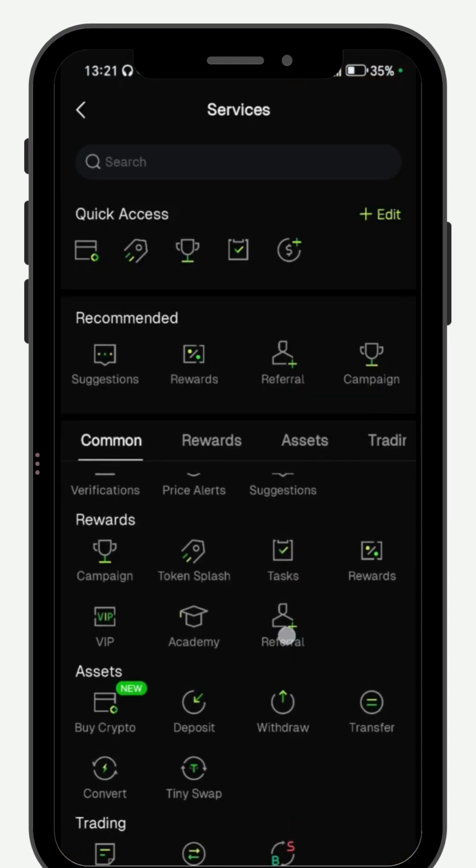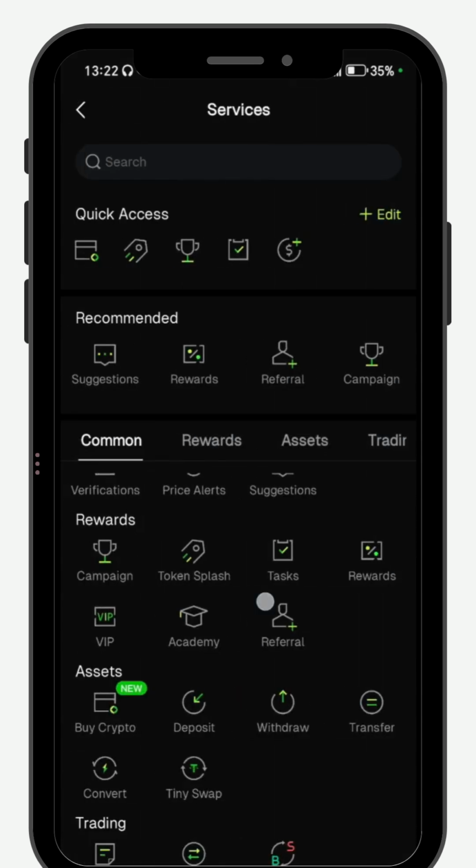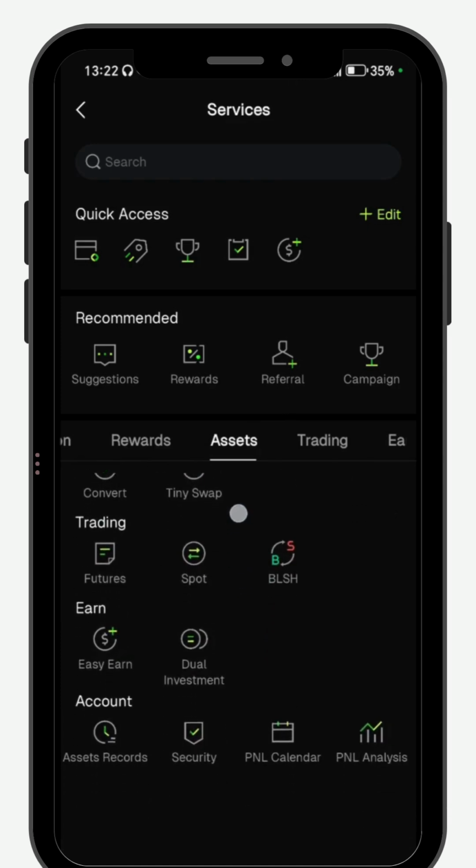They have the referral system here where you can refer anyone to join Bitunix. Like if you want to join it right now, I'm going to refer you and you can get up to 20% fee from what these guys are going to be trading on the platform. That's fantastic. I have up to 12 friends and 3 are trading currently. So when Bitunix takes some fees from them, you can make up to 20% from their fees. So that's really awesome if you do that.